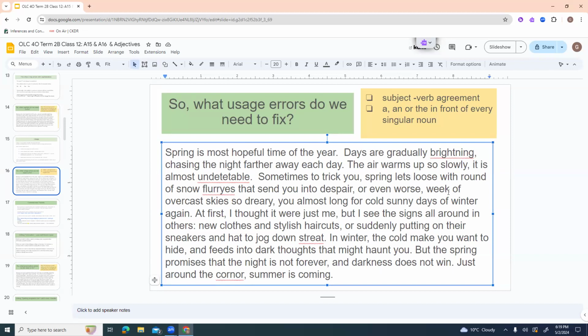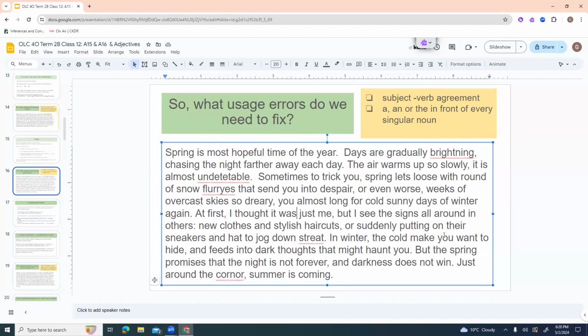I don't think they mean just one week. I think they mean lots of weeks, weeks of overcast skies, so dreary. "You almost long for cold, sunny days of winter again." At first, I thought it "were," no, can't be "were" because it is singular and "were" is for plurals. "It was just me, but I see the signs all around in others, new clothes and stylish haircuts, or suddenly putting on their sneakers and hat to jog down street."